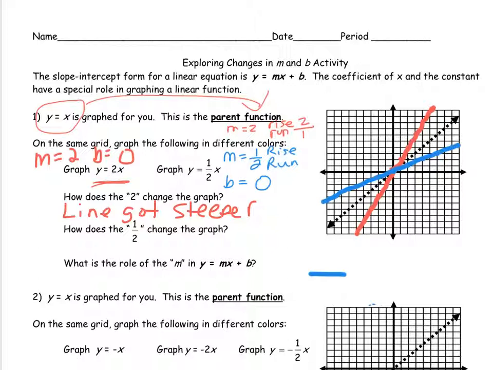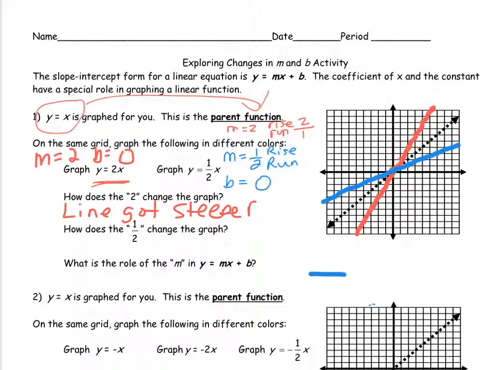And then it's asking, well, then how did the 1/2 change the graph? So if you can remember, the 1/2 was our blue line. Our parent function has a slope of 1. Our blue line has a slope of 1/2. 1/2 is getting smaller. 1/2 is smaller than 1. It's getting closer to 0. And notice how our line is getting flatter. It's getting flatter and flatter, like it wants to lay down.